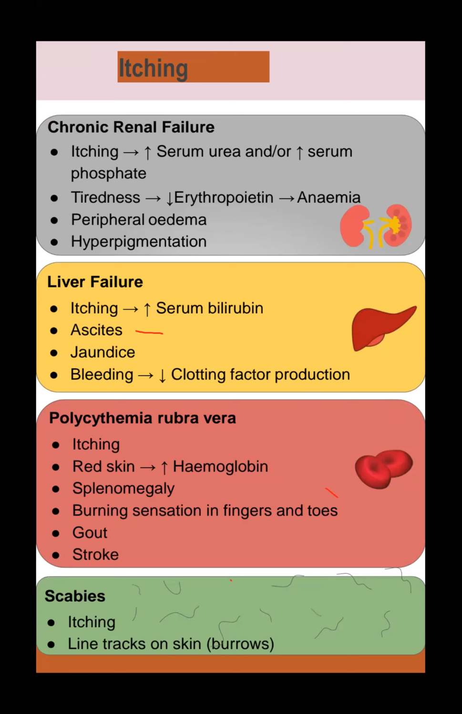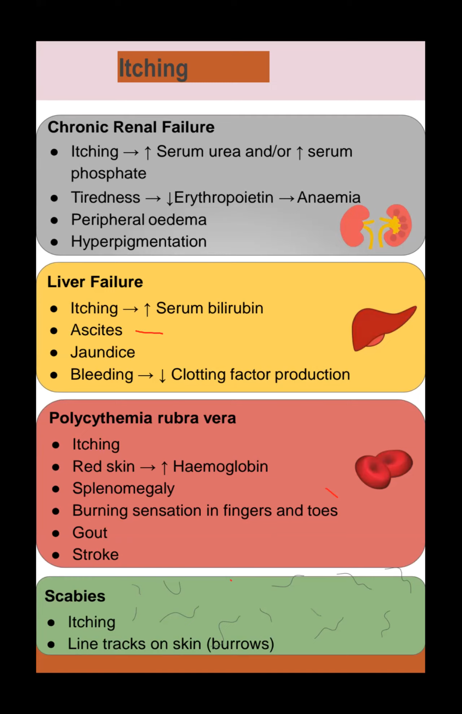In liver failure there is ascites, jaundice, and bleeding. My important point is bleeding: bleeding is never with PRV, polycythemia vera, and never with chronic renal failure. So, my dear candidates, for bleeding this points towards liver failure. Polycythemia rubra points towards thrombosis, which causes stroke. Polycythemia rubra causes gout and a burning sensation. So we have to remember polycythemia rubra very strongly.